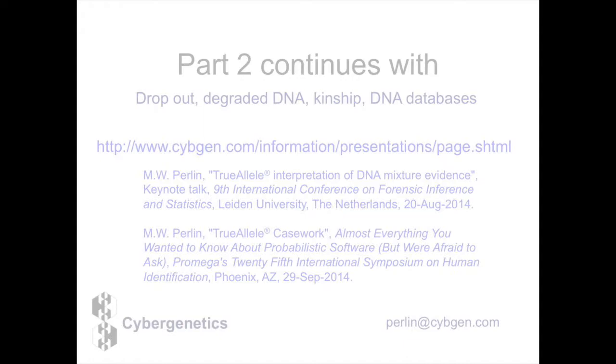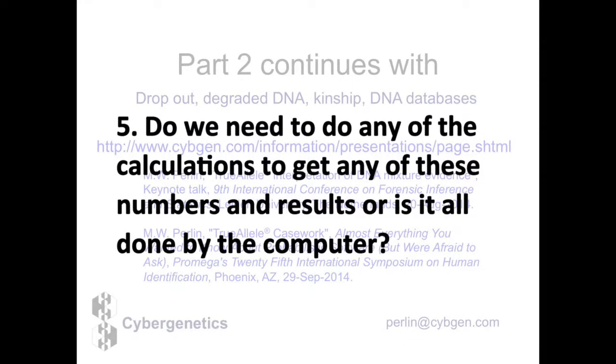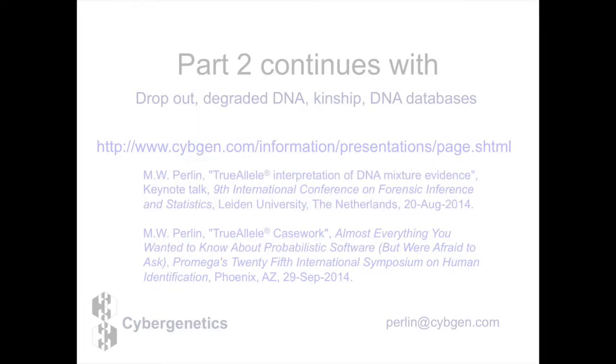The next question is, do we need to do any of the calculations to get any of these numbers and results, or is it all done by the computer? It's all done by the computer. That's the whole point. In fact, in the Kern County process, they just upload their FSA files into the machine, a plate at a time, and they pretty much sit back and wait for the matches and the genotypes to come back. So no, these calculations are all done completely automatically, and there are processes where a plate of data takes about a minute of person time to upload and get all the questions answered.